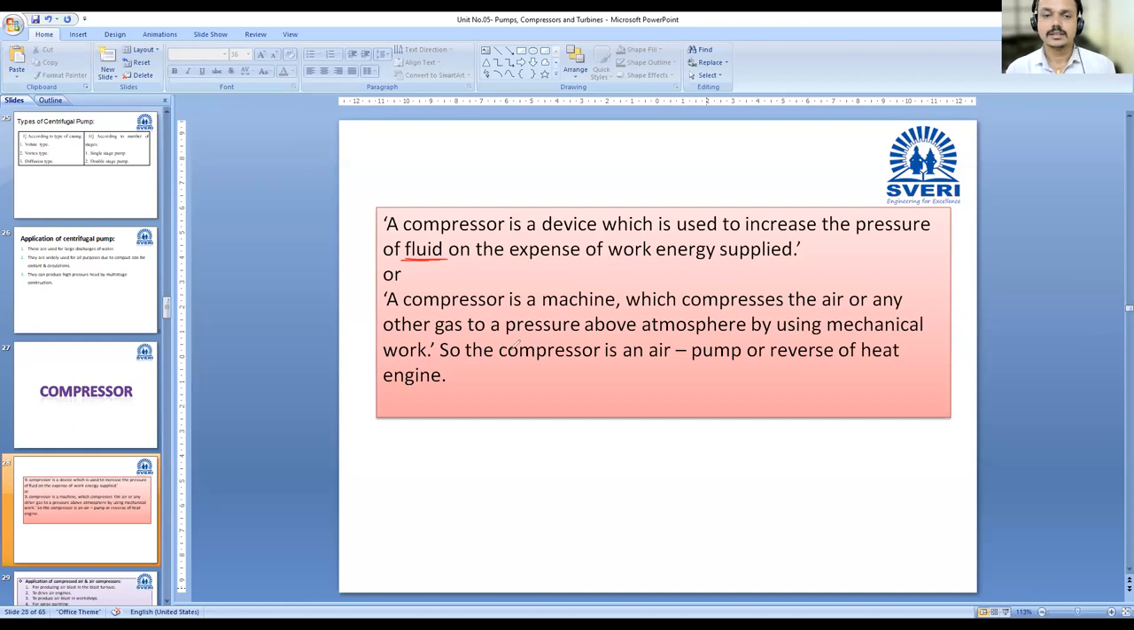Okay. Or a compressor is a machine which compresses air or any other gas to a pressure above atmospheric pressure. Atmospheric pressure means, in general, the atmosphere around our earth. Okay, so this one is the atmospheric pressure. It is the pressure which is measured in a barometer. Okay, so what is the atmospheric pressure at sea level?